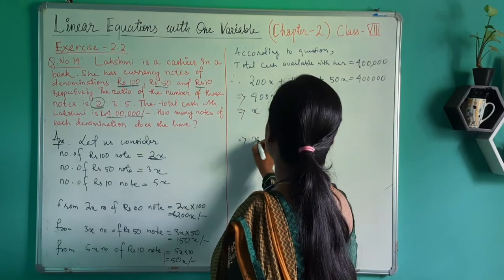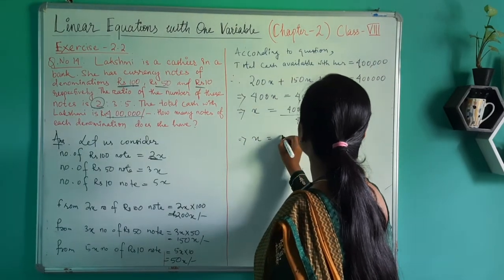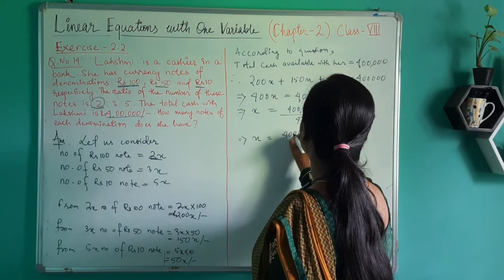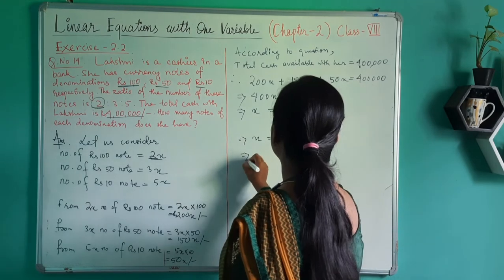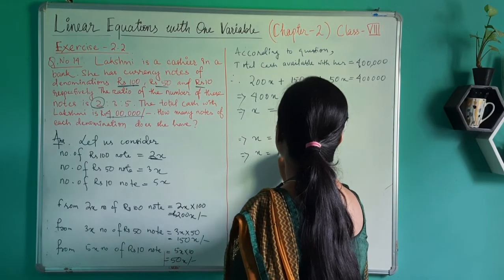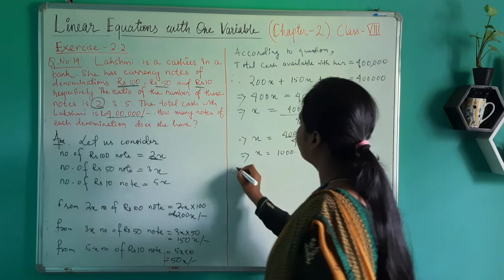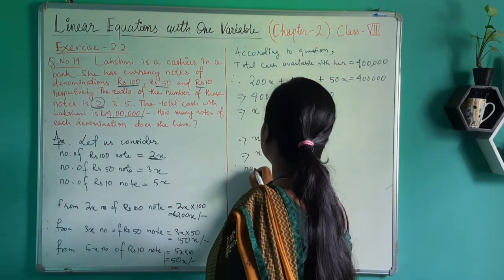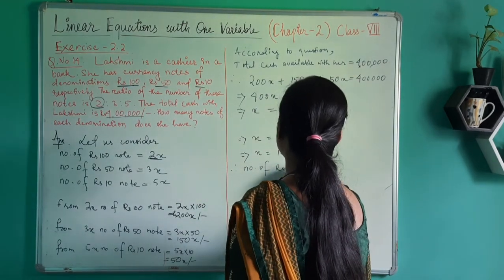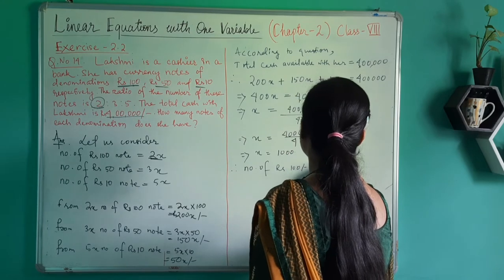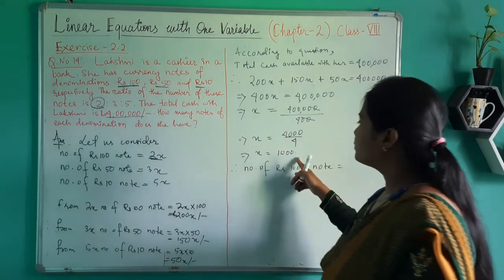So, x is equal to 4000 by 4, that is x equal to 1000 number. Therefore, number of 100 rupees note. Here we found the value of x.